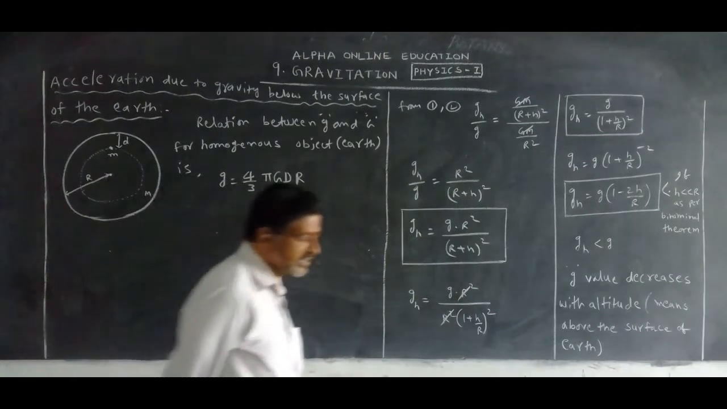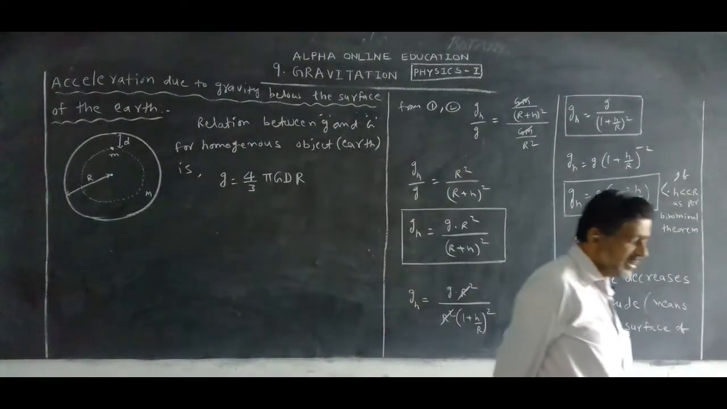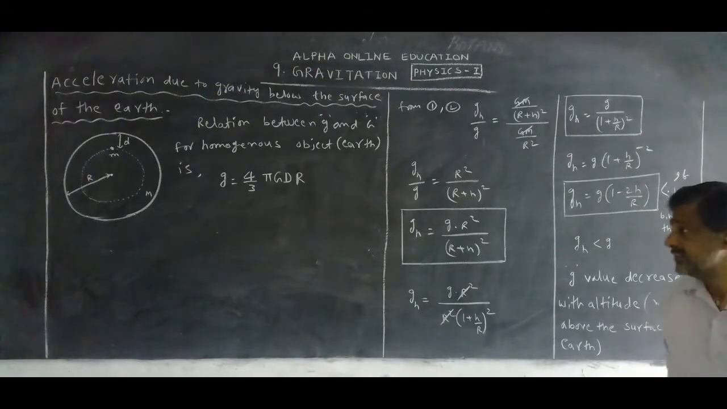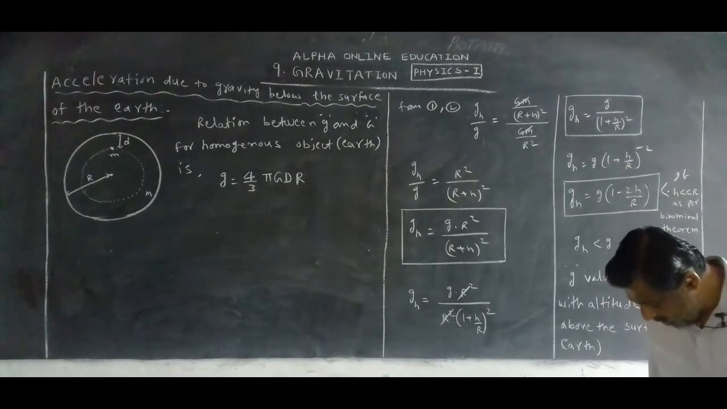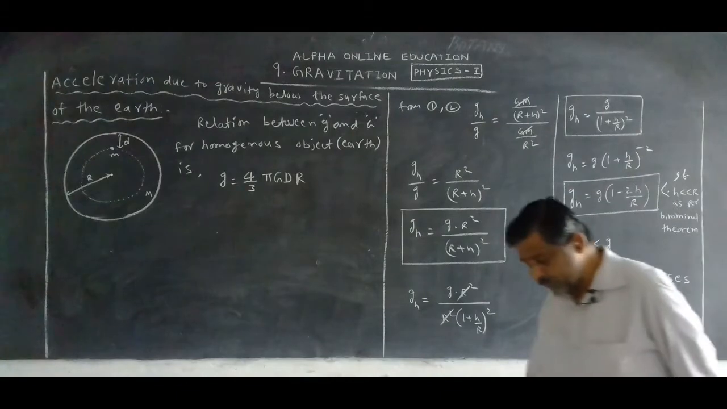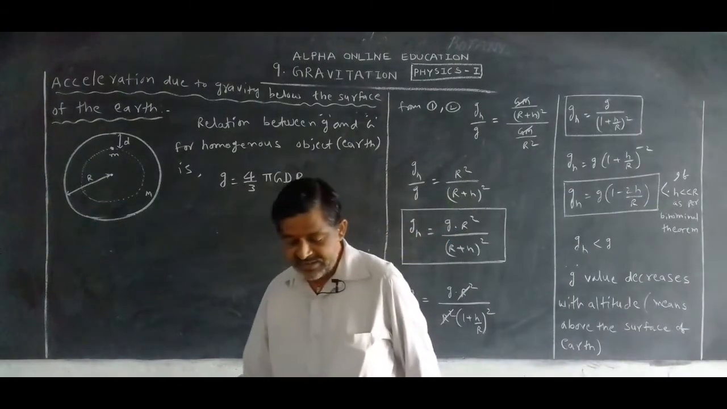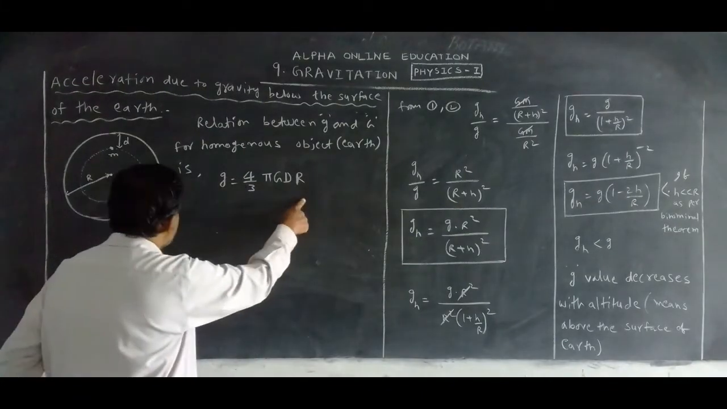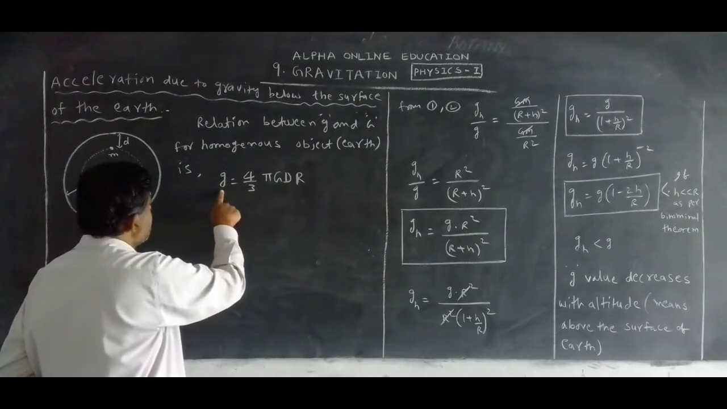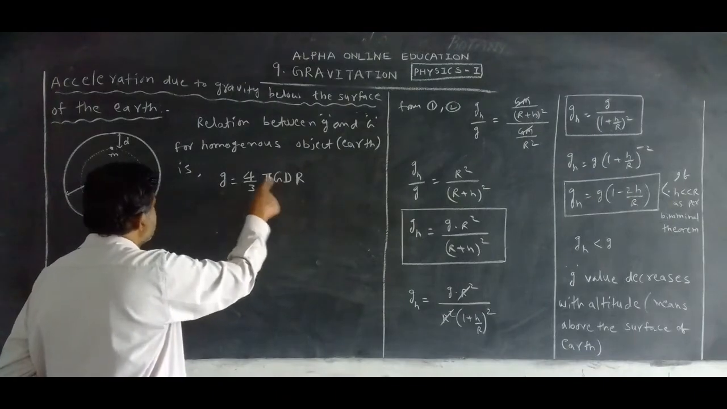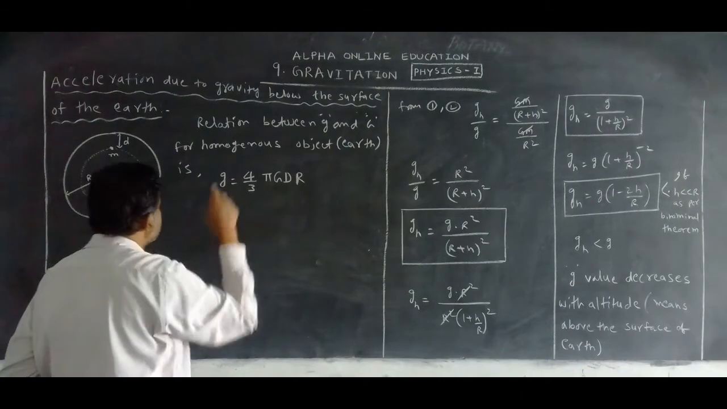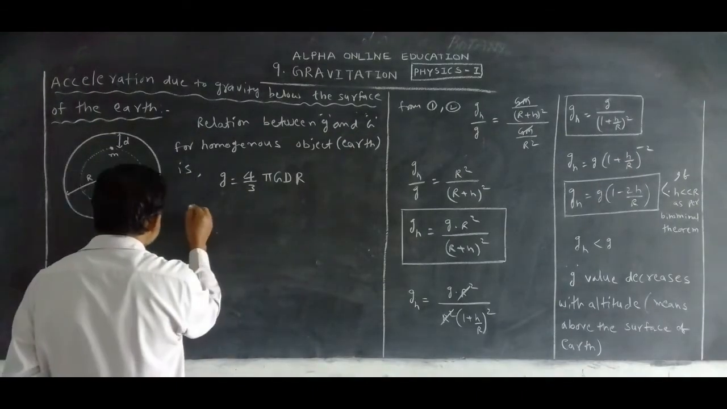What is the equation for a homogeneous medium? g is equal to 4 by 3 pi G D R. In the last class we proved that when the density is considered, g is proportional to R. This is the relation between small g and capital G for a homogeneous object. Here, the homogeneous object is the Earth.